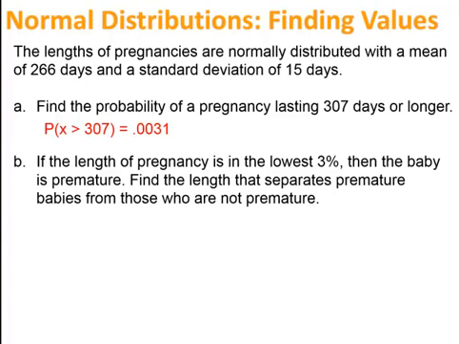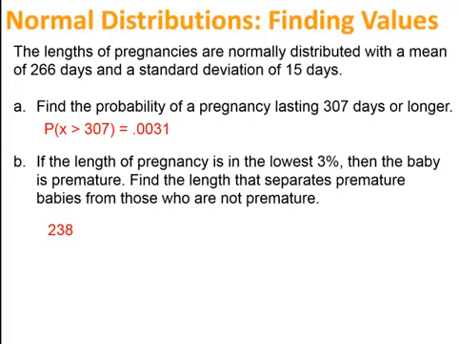And remember, when it's greater than, you put the number in the lower limit, and in the upper limit you use that positive 10,000. Change the mean to 266 and the standard deviation to 15, and then you would get that our probability would be 0.0031. Now the next part, if the length of pregnancy is in the lowest 3%, this is similar to what we did in the previous exercise. So the lowest 3%, you would end up with a length of 238 days.